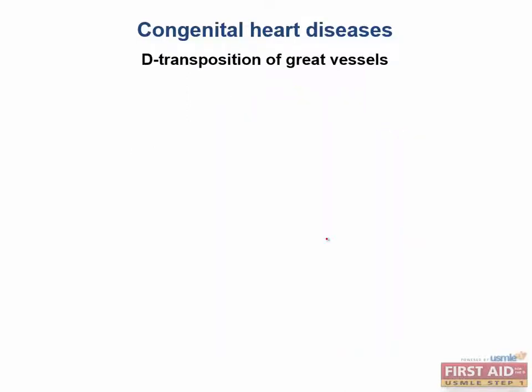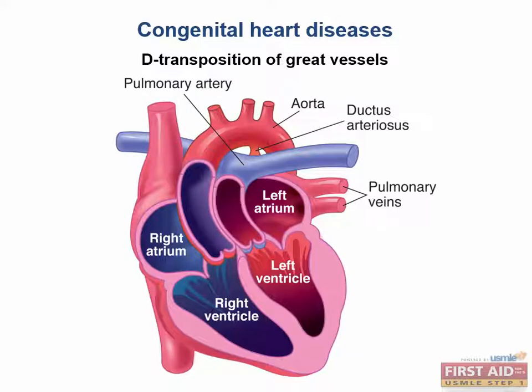This is D-transposition of the great vessels. D meaning dextro, which is right. Transposition literally means flipped to the opposite side. So in dextro transposition of the great vessels, the origin of the aorta is on the anterior side and displaced to the right. We can see that here in this image. So the right ventricle is now going to be pumping directly into the aorta, while the left ventricle is going to be pumping into the pulmonary artery.